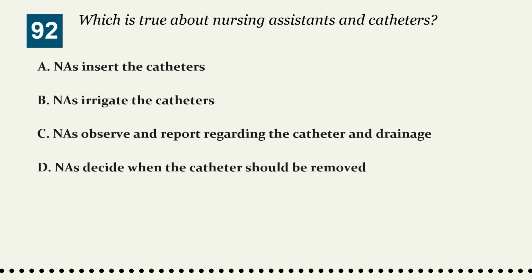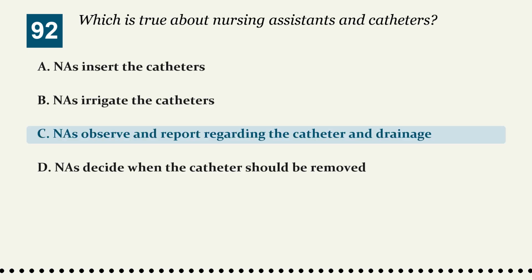Question 92. Which is true about nursing assistants and catheters? Option A, NAs insert the catheters. Option B, NAs irrigate the catheters. Option C, NAs observe and report regarding the catheter and drainage. Option D, NAs decide when the catheters should be removed.